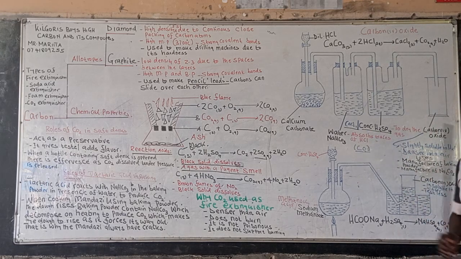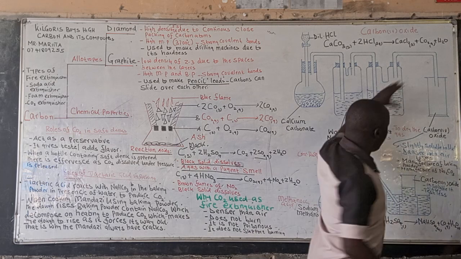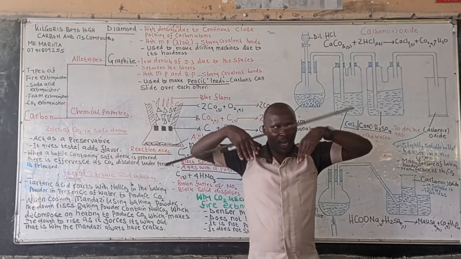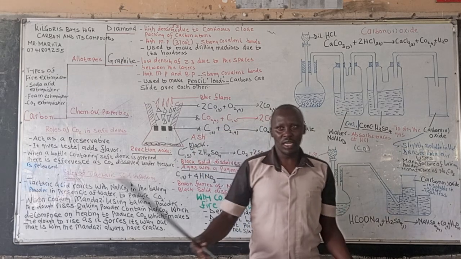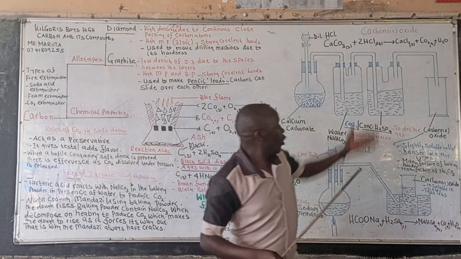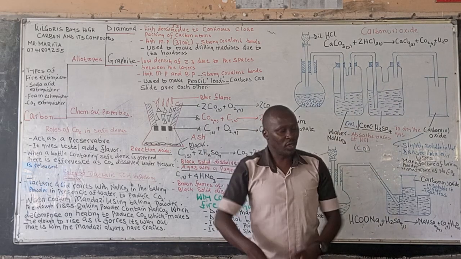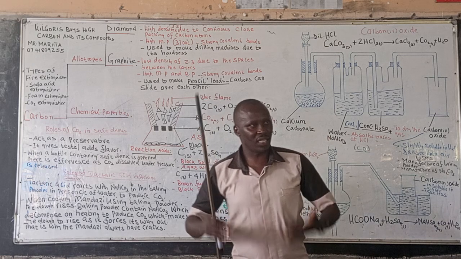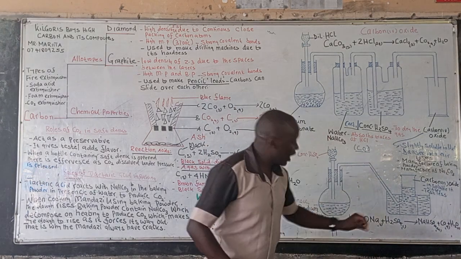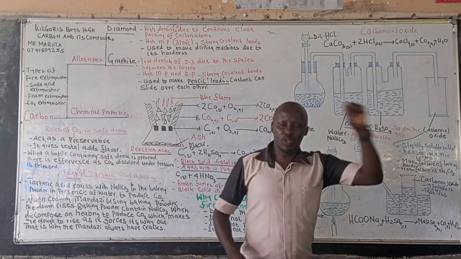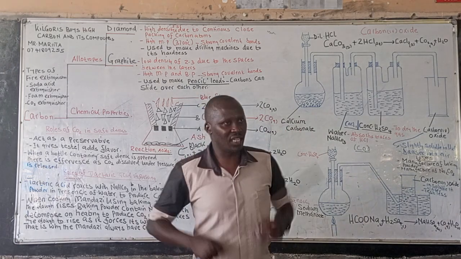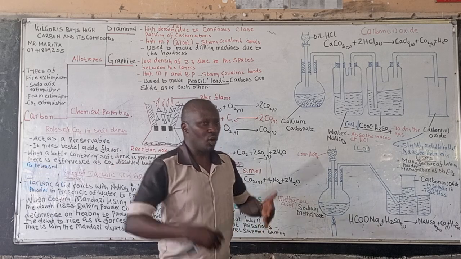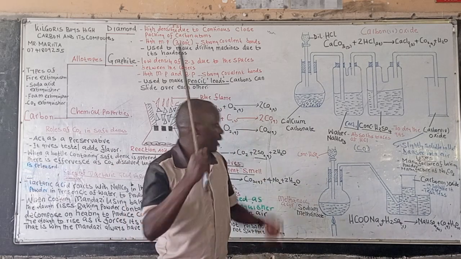Methods of gas collection. The gas is collected by downward delivery, as you can see on this diagram. So the method of collecting the gas is by downward delivery, or we call it the upward displacement of air. Why is the gas collected by downward delivery or the upward displacement of air? It is because the gas is denser than air. Once the gas has been dried, the dry carbon dioxide gas is denser than air, and that is why it's collected by downward delivery or the upward displacement of air.